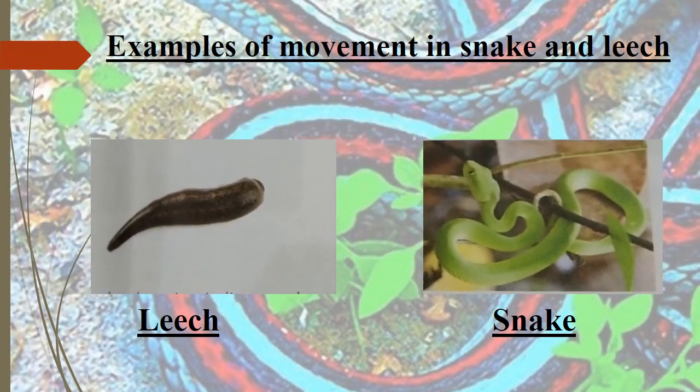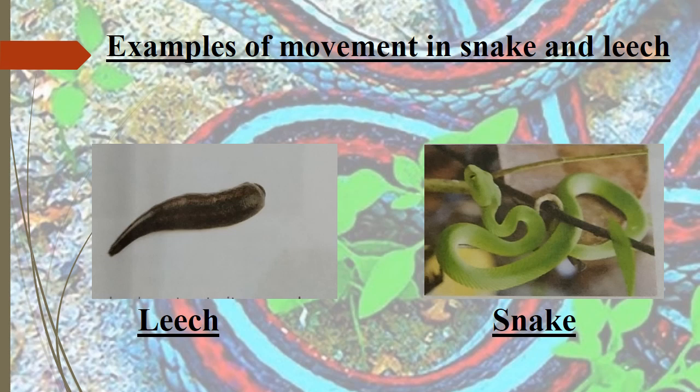First I will be taking the example of the leech. What happens in the leech? How does it move? It contracts its muscles to move along in loops. The second example is of snakes. By making loops that travel the whole length of its body, a snake moves silently forward.